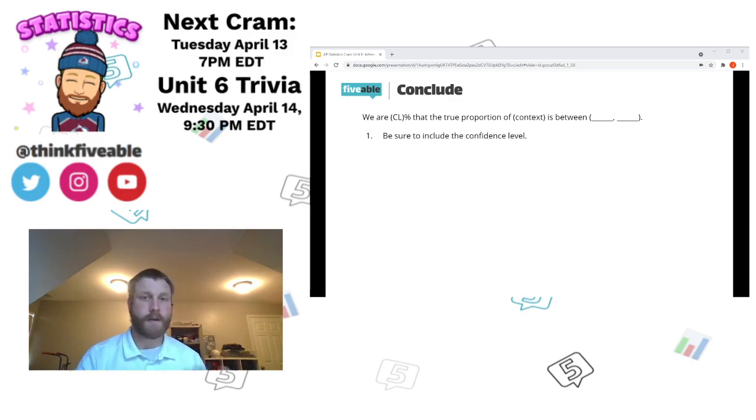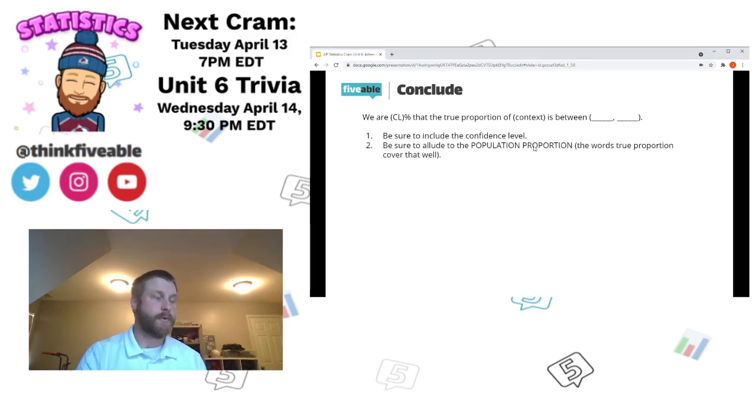Okay, so the three things that they're going to grade you on typically, if that's a free response question, you have to make sure you include the confidence level. If the problem asks for 95%, you mention 95%. Be sure to allude to the population proportion. And if you want to make sure that the reader knows you are trying to estimate the population proportion, not the sample proportion, if you use the words true proportion in your interpretation, that should be more than enough. And then also include context, okay? True proportion of all U.S. adults who like baseball, okay?